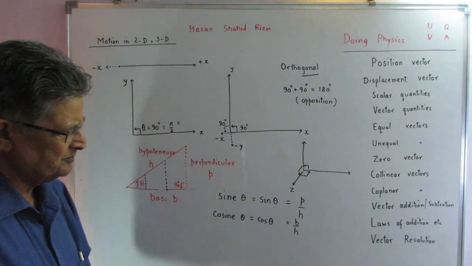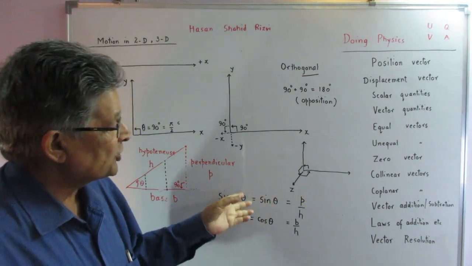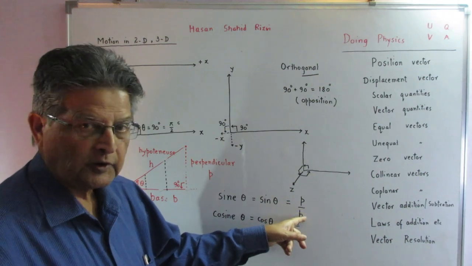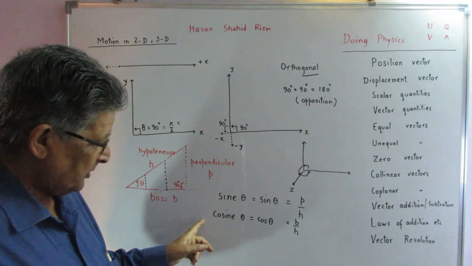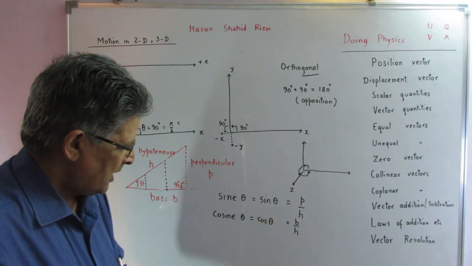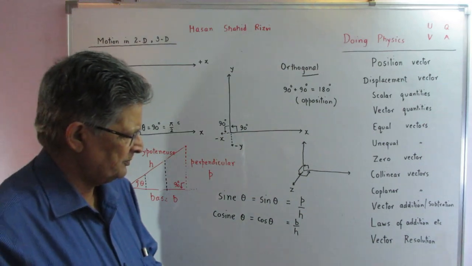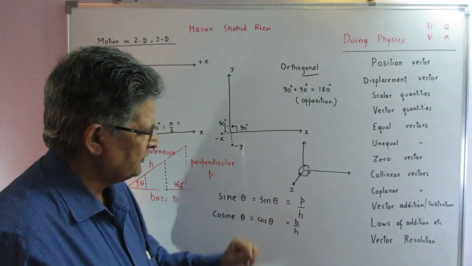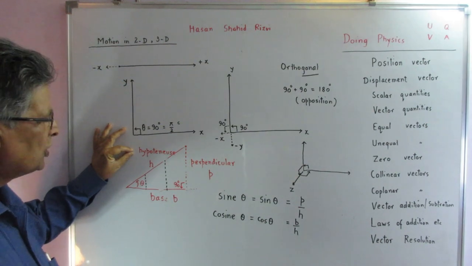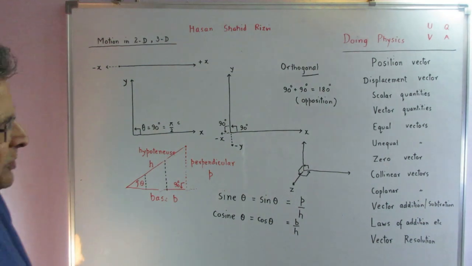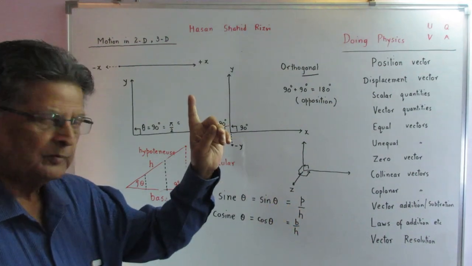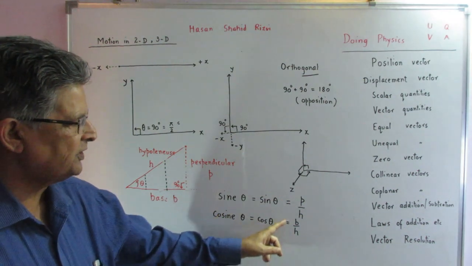With the help of this sine theta, we can define cosec theta. Cosec theta is the inverse of sine theta, which means it is equal to the hypotenuse divided by the perpendicular. And similarly, sec theta, which is the inverse of cos theta, is equal to hypotenuse upon base. Now, you can see there is an interesting feature about these values. The perpendicular or the base, they are smaller than the hypotenuse. So, what is the maximum possible value of sine theta? The maximum possible value of sine theta is 1. The maximum possible value of cosine theta is 1.